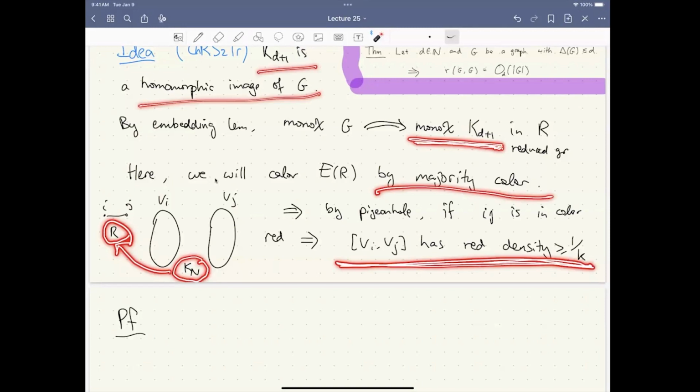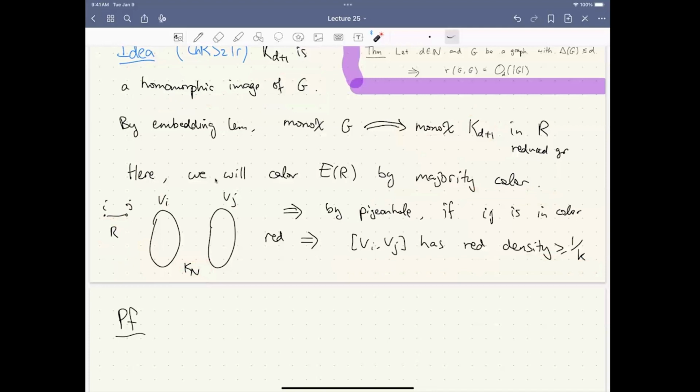Well, because most of the pairs are regular in every color, in the reduced graph we have almost all edges present, apart from an epsilon fraction missing. You can then use Turán's theorem to find a large clique in R, then apply Ramsey on this large clique to find a monochromatic K_{D+1}, and then apply the embedding lemma. Done. Let's write this down.